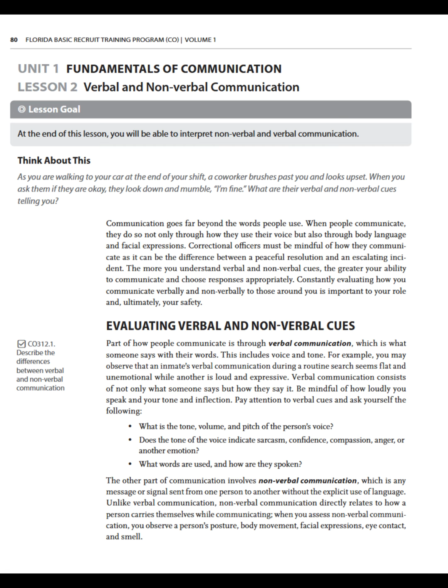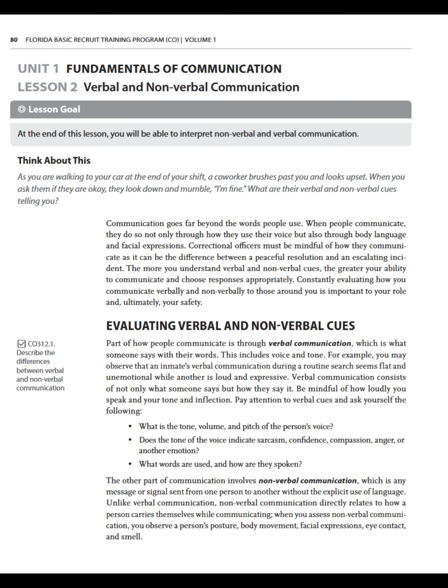Communication goes far beyond the words people use. When people communicate, they do so not only through how they use their voice, but also through body language and facial expressions. Correctional officers must be mindful of how they communicate as it can be the difference between a peaceful resolution and an escalating incident. The more you understand verbal and nonverbal cues, the greater your ability to communicate and choose responses appropriately. Constantly evaluating how you communicate verbally and nonverbally to those around you is important to your role and ultimately your safety.